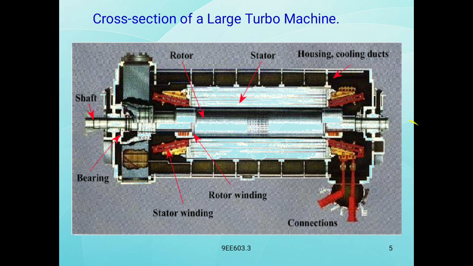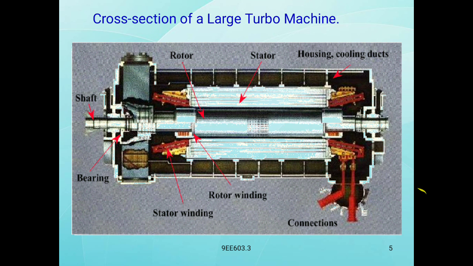Here is a cross section of a large turbo machine. Observe this one in the cross sectional view. This is the shaft. The shaft is very long, and it is attached to the bearings. The shaft is attached to the rotor, and the rotor winding is attached to this rotor.